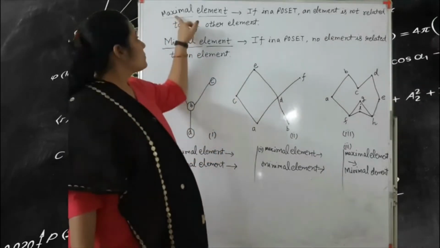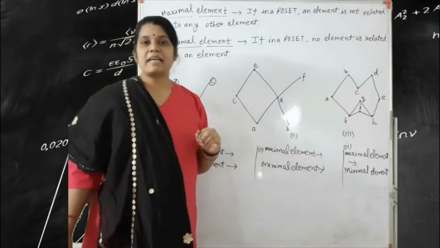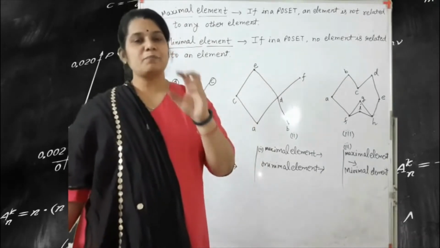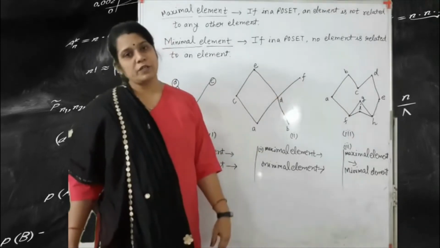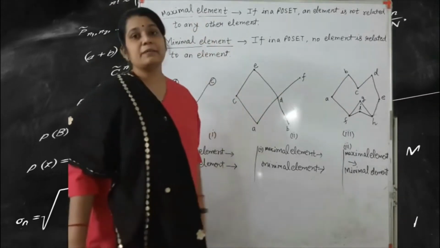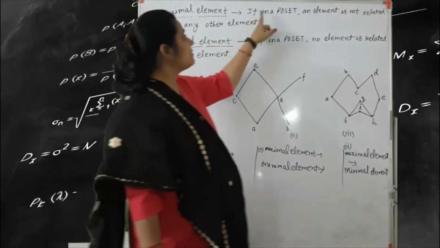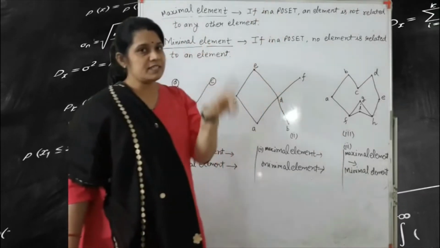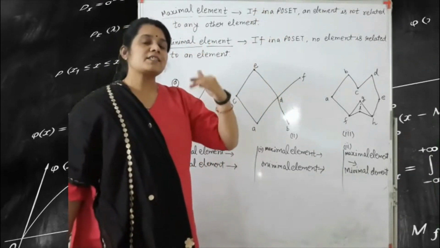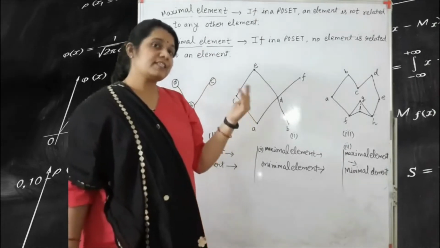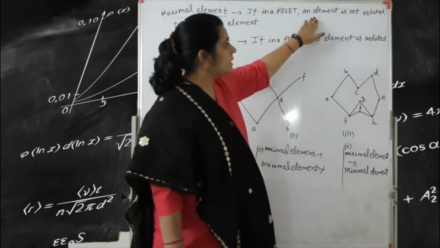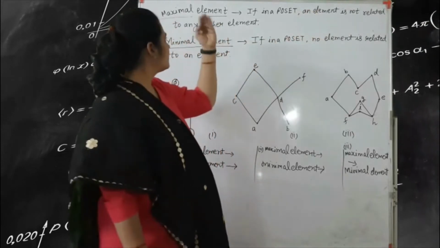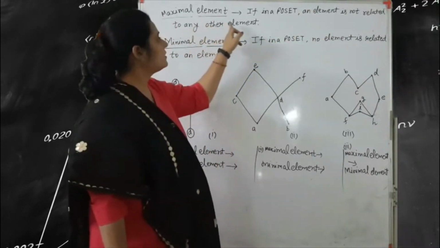Okay. So first one is the maximal element and the minimal element. This is a very important and interesting point according to the Hasse diagram. So maximal element, that means what? If in a poset, so listen carefully. Poset means the partial order relation is already satisfied. So if in a poset an element is not related to any other element.